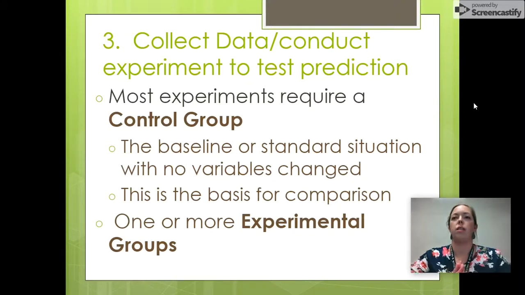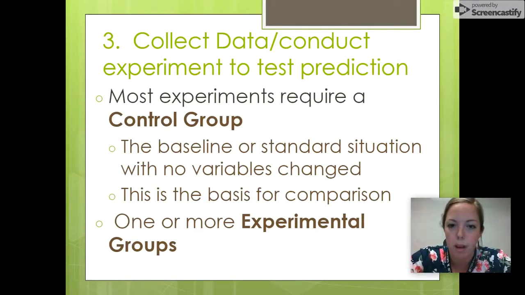So the third thing in the scientific method that y'all will be doing is you have to collect your data, okay? And you have to conduct the experiment. So most experiments that you do, and the one that you choose to do in class, you're going to have a control group. The control group is the baseline or standard situation with no variables changed, okay? It has to be the basis for comparison. You have to compare your experimental group to your control group, all right?